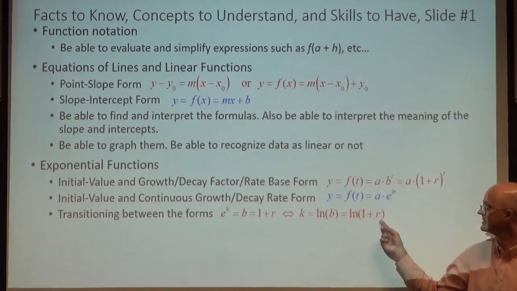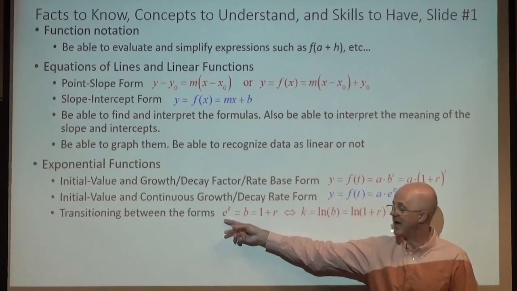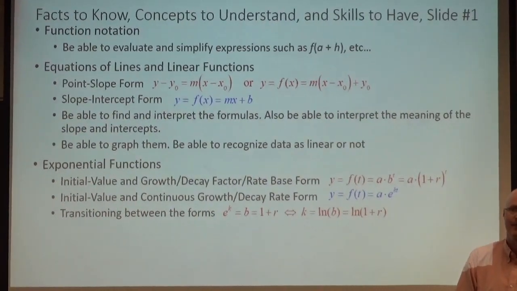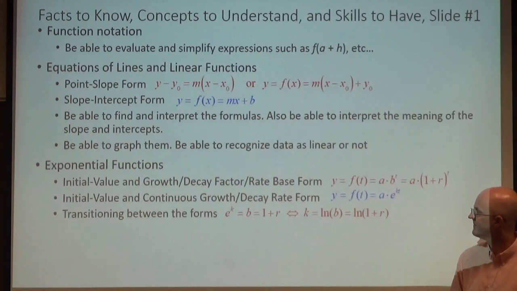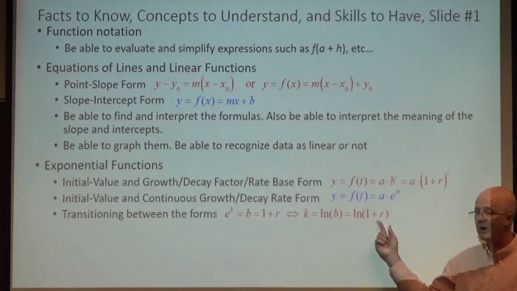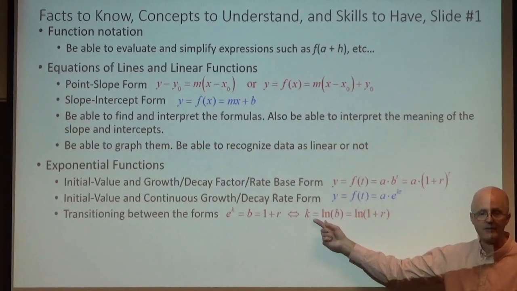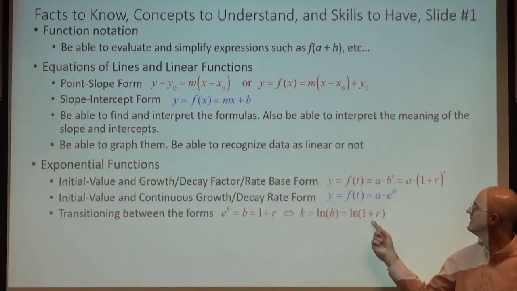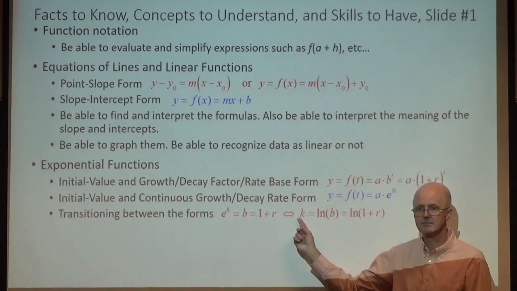Equivalent logarithmic equations. Essentially, take the natural log of both sides of this. Natural log of e to the k is just k. Natural log of b is natural log of b. And again, k is more equivalent to r than it is to b. If r is positive, then 1 plus r will be bigger than 1. And the natural log of something bigger than 1 is positive. k will be positive. On the other hand, if r is negative, then 1 plus r will be less than 1. Natural log of a number less than 1 is negative, actually. And k will be negative as well.